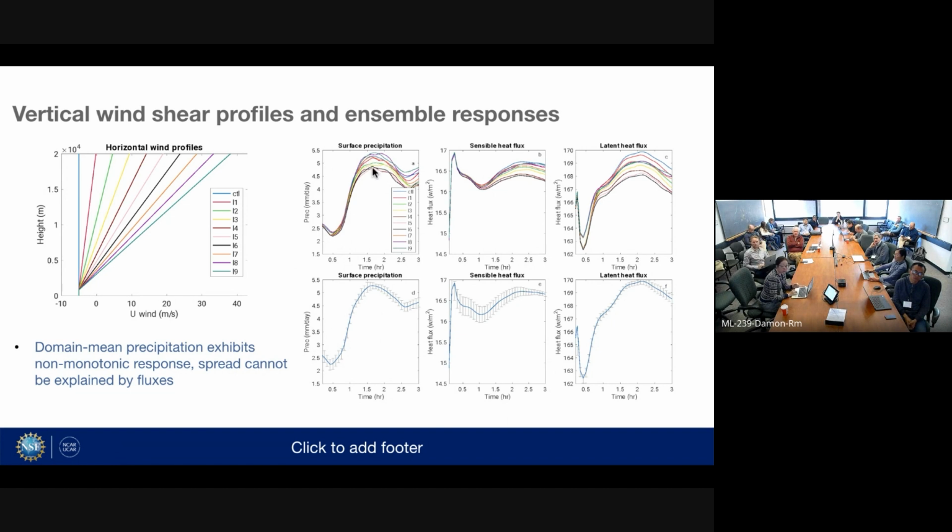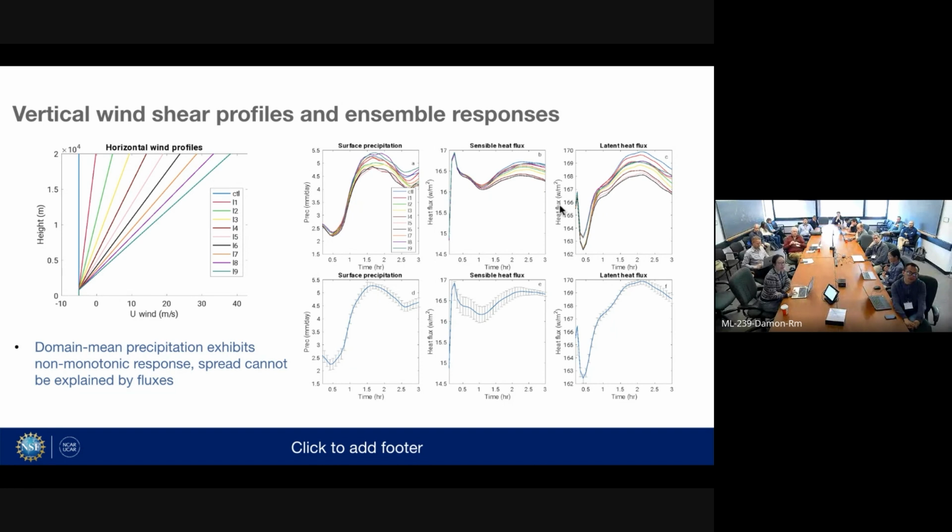So one interesting finding that we have is that we actually observe a minimum surface precipitation response at the L6 case. So this black curve, I don't know if you can actually see that. This L6 case, if we look at the vertical wind shear profile, is actually a moderate vertical wind shear that is neither the minimum nor the maximum wind shear.